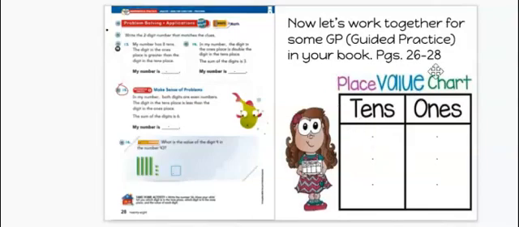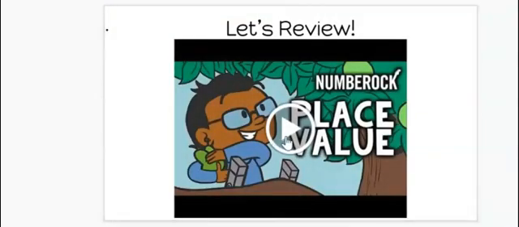If I have 5 tens, that means I have 50, okay? So use your TO chart to help you complete page 28. And then finally, you get to review.